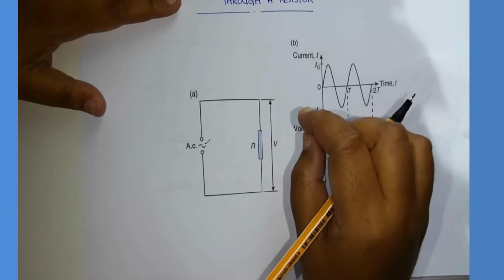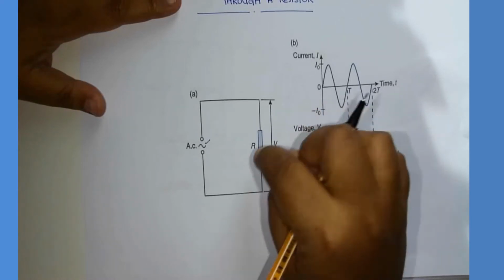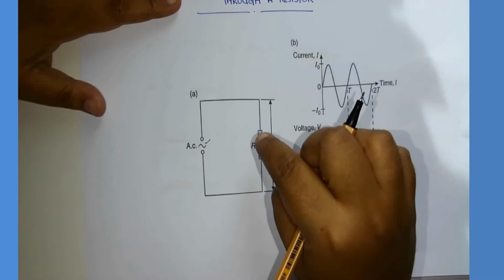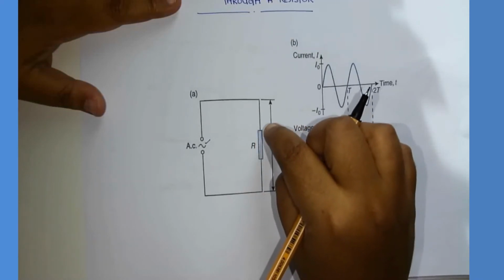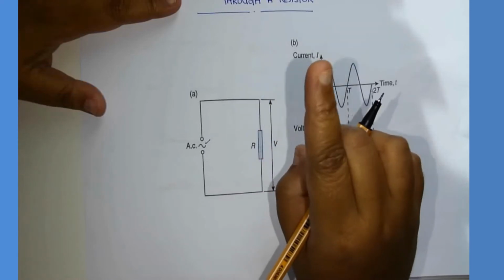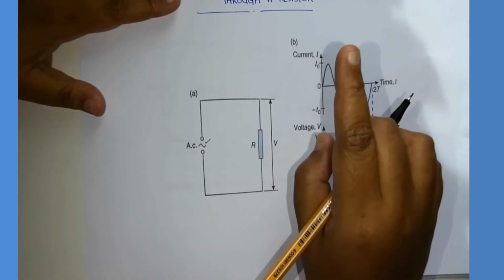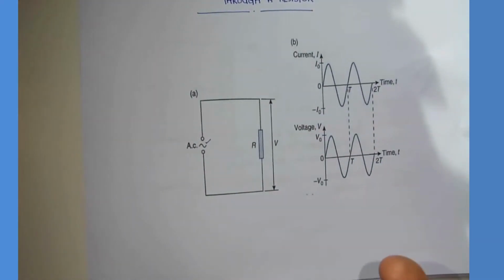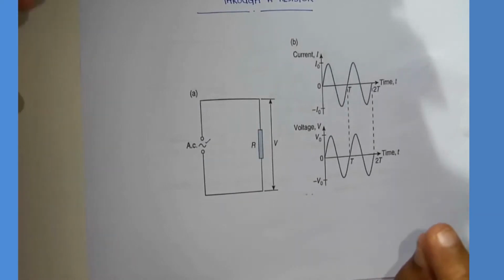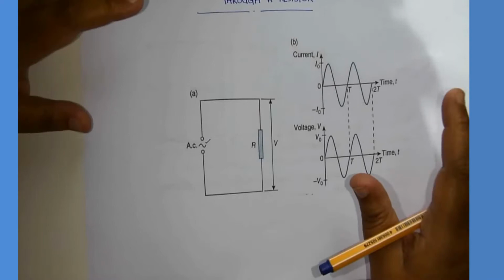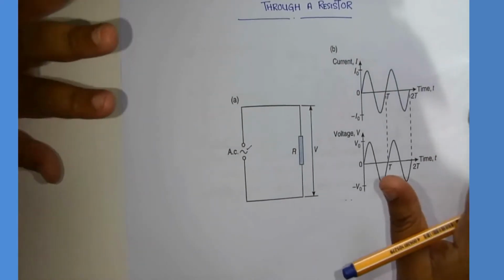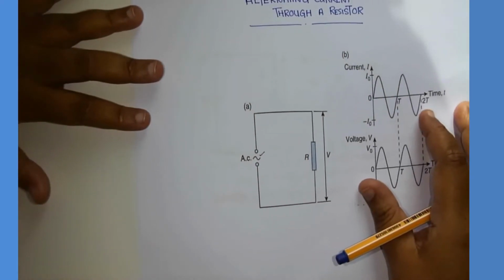It's a pure resistor. Pure resistor means that in the circuit there is only a resistor. There is no inductor, there is no capacitor. So in this we are going to analyze all the important details when there's an alternating current through a resistor. The first thing we're going to look at is the voltage.